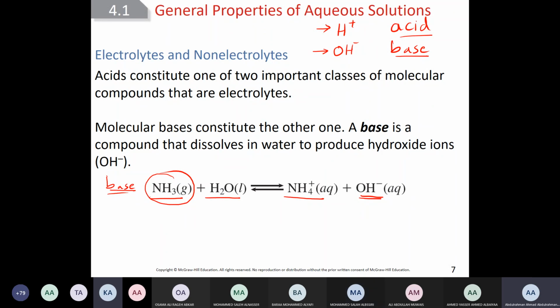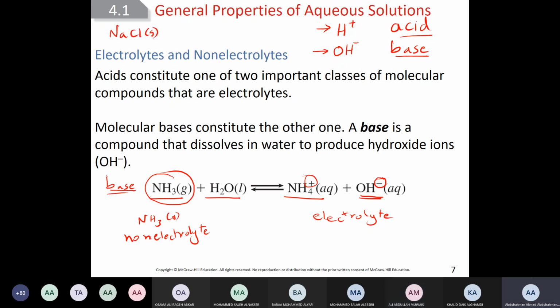Because it produces ions. NH3 by itself is not an electrolyte, but if you dissolve it in water, it becomes an electrolyte. NH3 by itself is non-electrolyte. Ions should be in the result, so we could say it's electrolyte. Okay, all right.